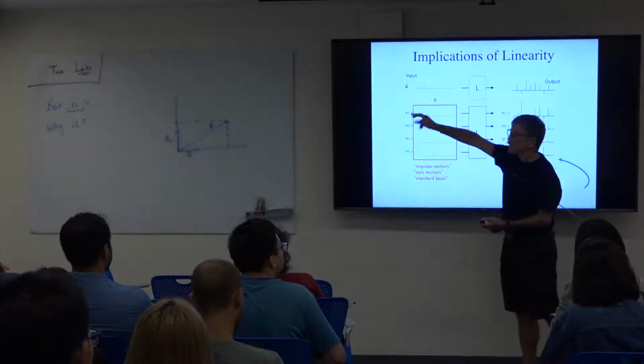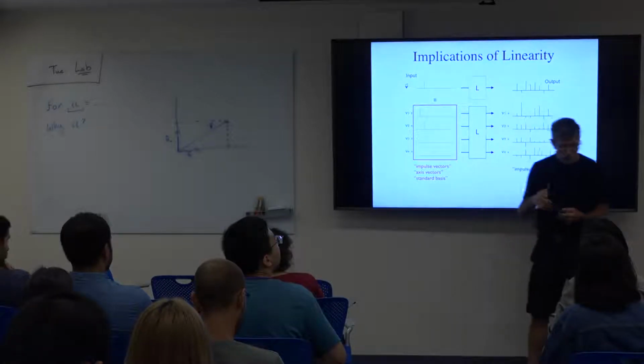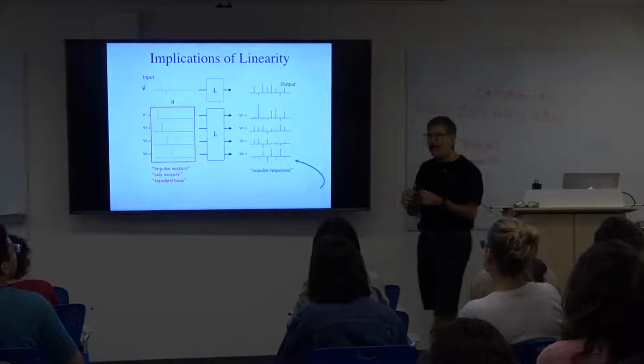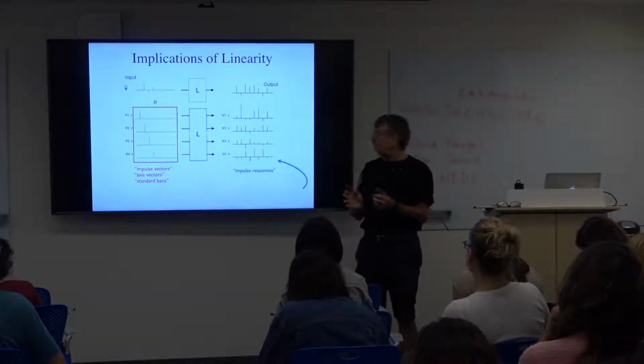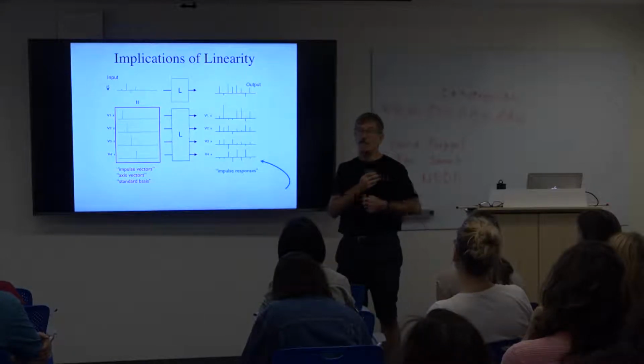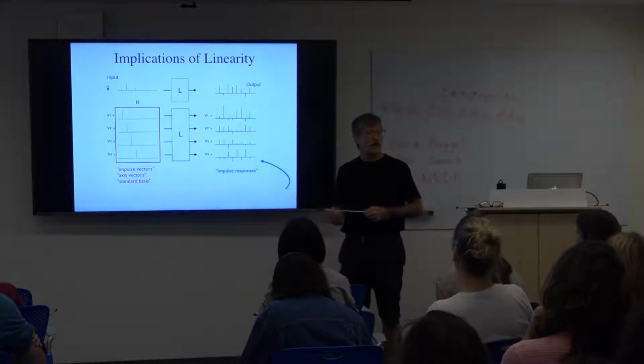So what this picture is meant to say is if you want to know what a linear system does to any vector whatsoever, if the input is 4-dimensional, you only have to measure what the linear system does 4 times. And then you can predict what it does to anything else.